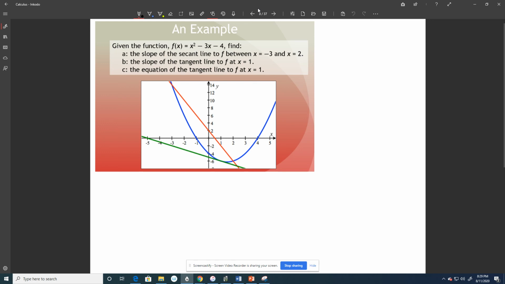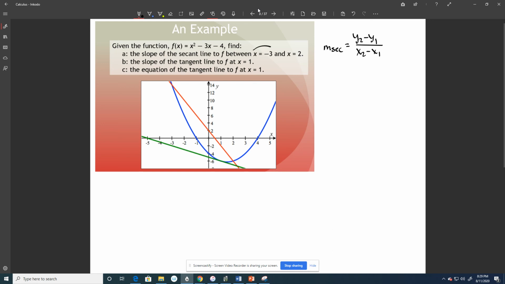For your first problem, that's a lot to do at once. Good news is most of it you've already done. Okay, so slope of the secant line. I'm looking for the slope of my secant, which, remember, that's just your y2 minus y1 over x2 minus x1. It's as simple as that.